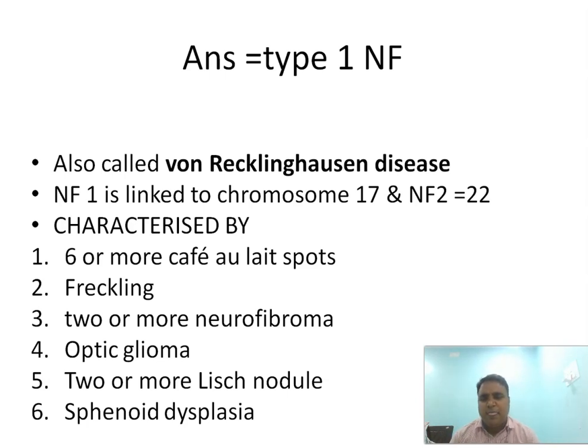Type 1 is 17. And what are the characteristics of neurofibromatosis type 1? It is 6 or more café-au-lait spots of size more than 5 mm in the pre-adolescent and more than 15 mm in the adolescent variety. The number has to be 6 or more. Axillary or inguinal freckling, 2 or more neurofibromas, optic glioma, 2 or more Lisch nodules, and bone deformity like sphenoid dysplasia. These are the criteria. Two of these have to be there to say this is a case of neurofibromatosis type 1. This we have to remember.